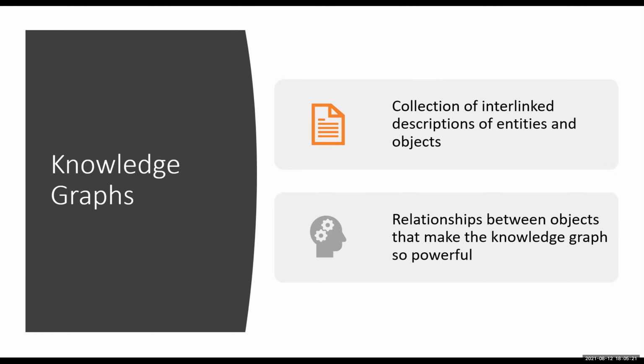Knowledge graphs are a collection of interlinked descriptions of entities and objects. While the standalone objects are important themselves, it is from understanding the relationships between these objects that provide the most useful insights, which make the knowledge graph so powerful.